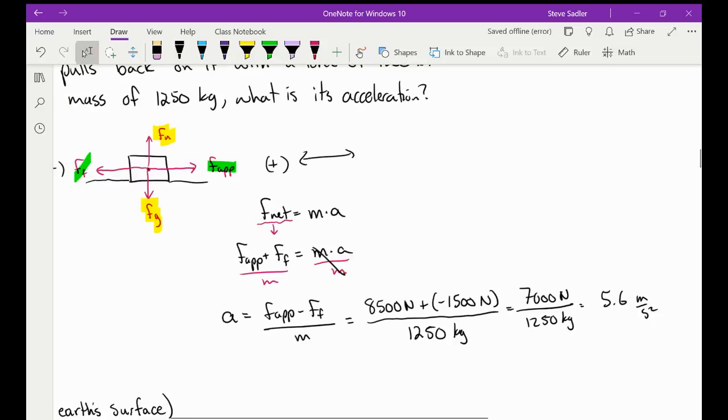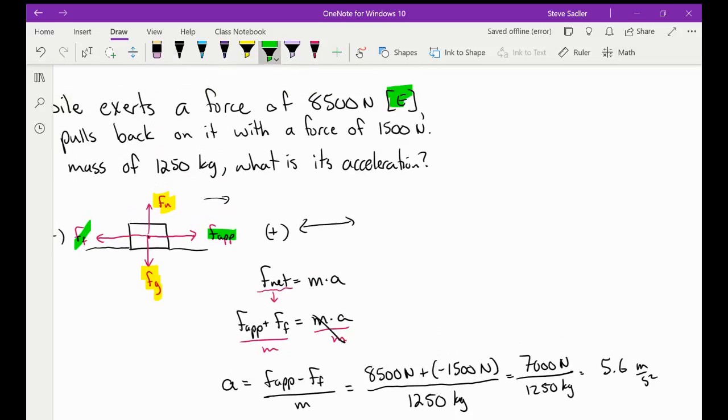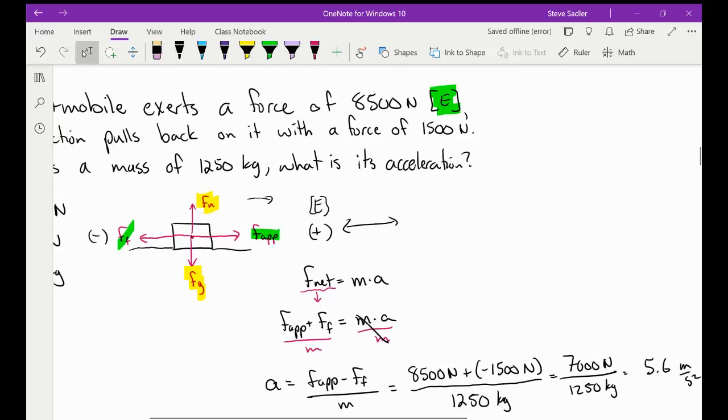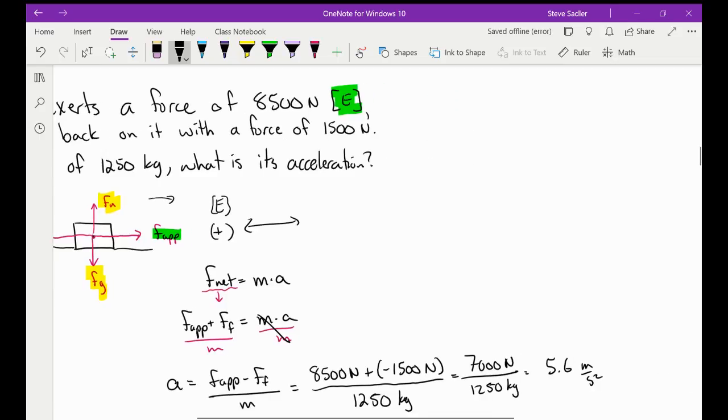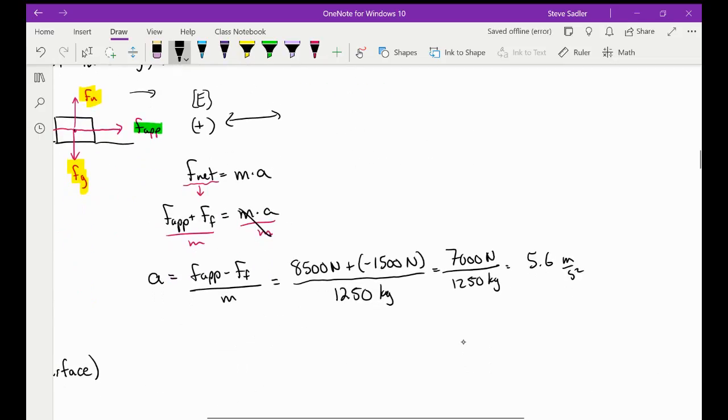Obviously, if we have a larger force applied than we do a force of friction, then the Batmobile will be moving in that direction, which is the positive direction. So you could say positive 5.6, or you know that it was also in the east direction, which we did here. This is east, and this was west. So you could say acceleration is 5.6 meters per second squared east. So that's net force. We're going to use that throughout the entire unit.